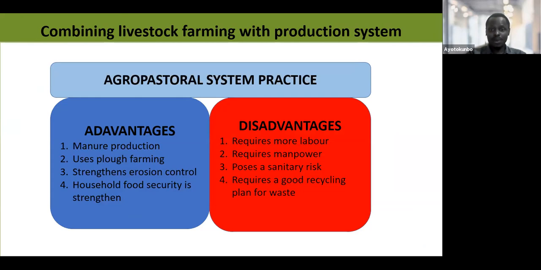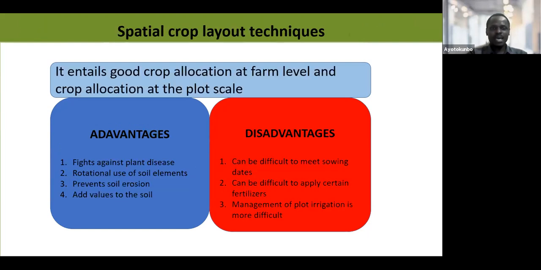The disadvantages require more labor and manpower, and there is the sanitary risk, and of course a good recycling plan must be put in place. Those things have to be separated in such a way that we have a very good and hygienic environment for our crops to grow, and even for ourselves working in the farm. So those things have to be put in place before we can stand a chance of enjoying what agro-pastoral system practices have to offer.